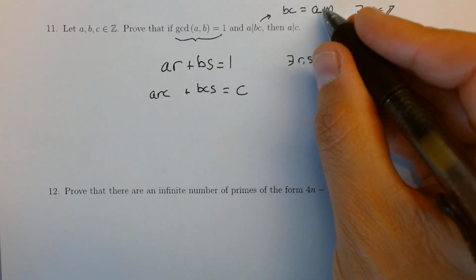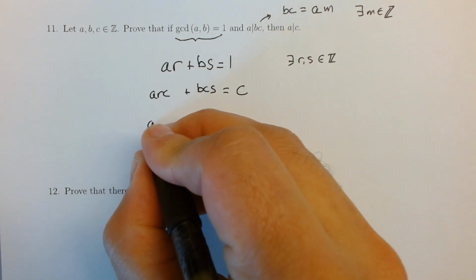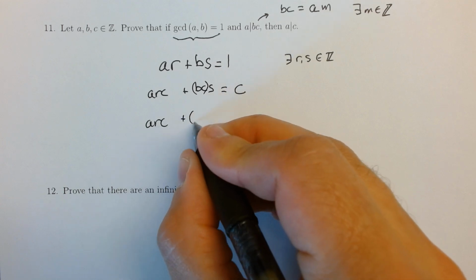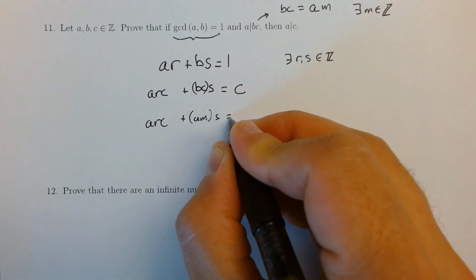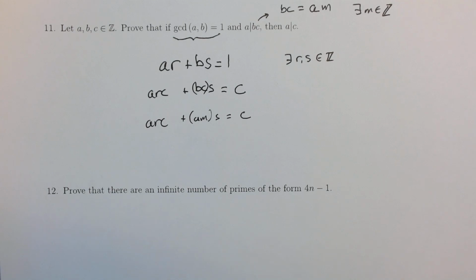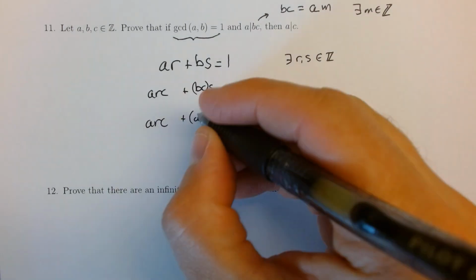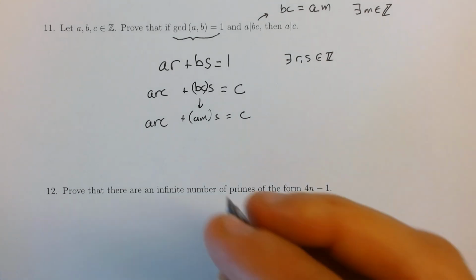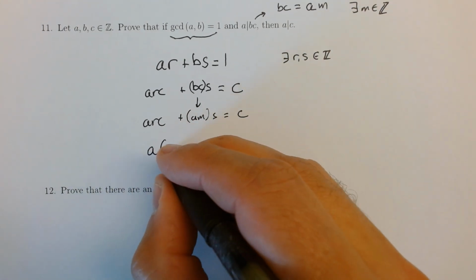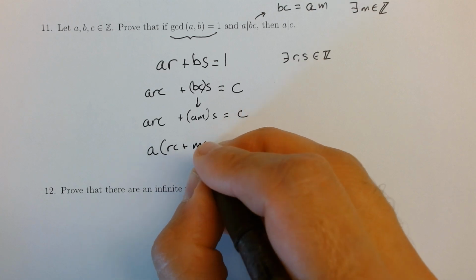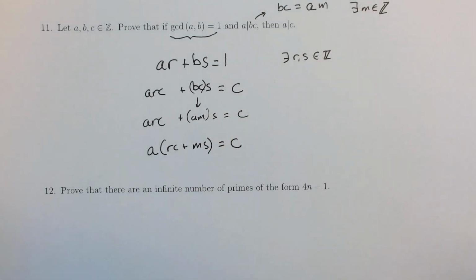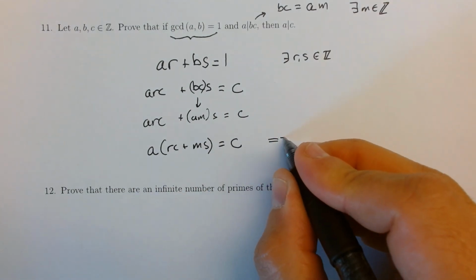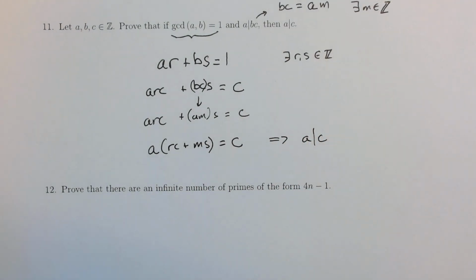So I can substitute that in for the BC that's here. So A(RC), let's put that in parentheses here, plus AMS is equal to C. So just doing that substitution. And now I can see I can factor out an A. So A(RC plus MS) is equal to C. Well, that's exactly what we wanted to show. A times something equals C, so that means A divides C.